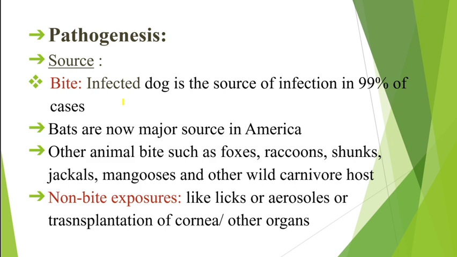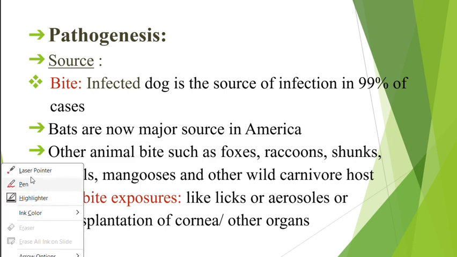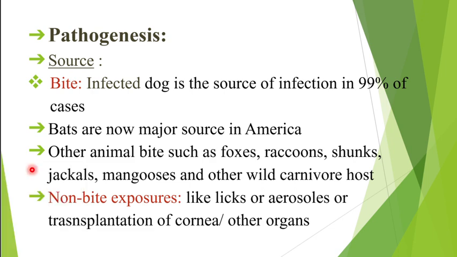Other animals that can also transmit this rabies infection include bats, foxes, raccoons, skunks, jackals, mongooses and other wild carnivore hosts. Other sources of rabies virus infection involve some non-bite exposures, like licking by infected animals, aerosols, or transplantation of organs from an infected patient to a healthy individual. So these can also transmit the disease.